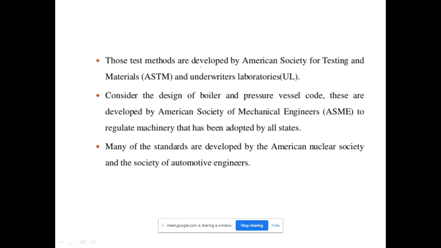Those test methods are developed by the American Society. These terms you have to remember, like the ASTM code. What is the full form of ASTM? American Society for Testing of Materials. And Underwriters Laboratory, like UL, okay. UL is basically a firefighting standard, okay. Underwriters Laboratory.